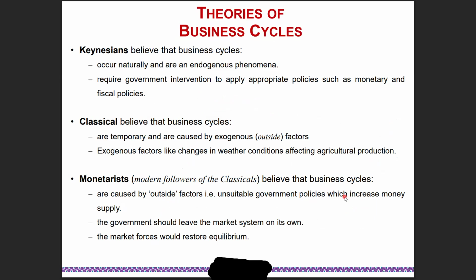And then now we have the theories of business cycles, right? So we have Keynesian, classical, and monetary. These are people that came up with these theories when they analyzed business cycles. So the Keynesians believe that business cycles occur naturally and are caused by endogenous factors, right? So they believe that business cycles are caused by endogenous factors, which are factors within the market system. And so they believe that the government should intervene using monetary and fiscal policy, right?